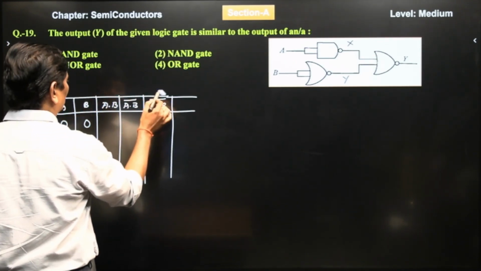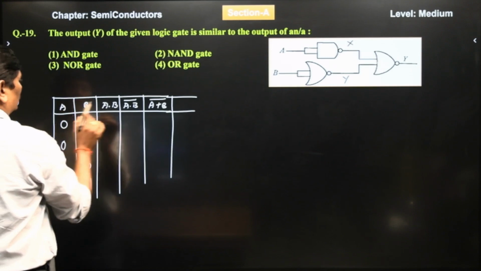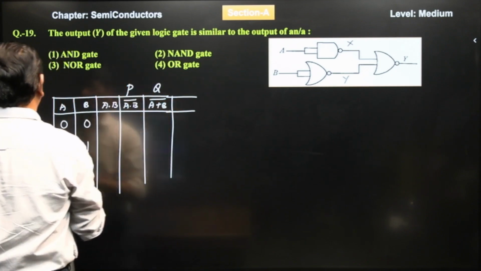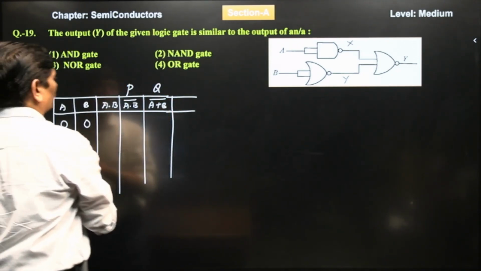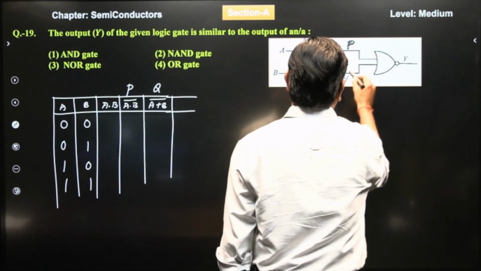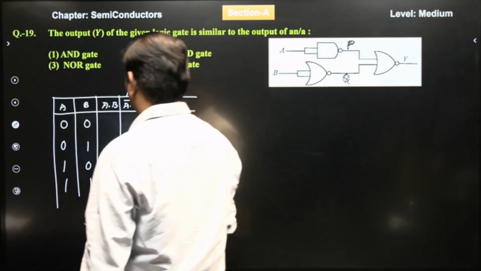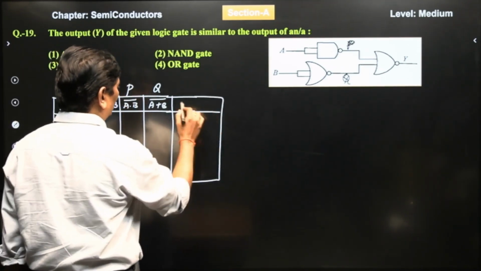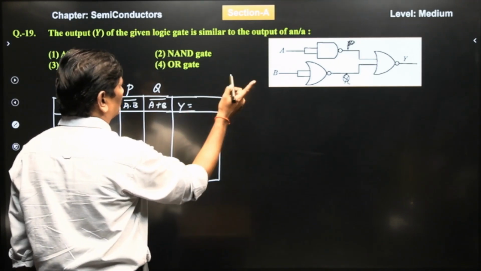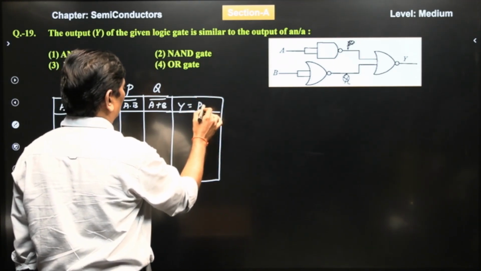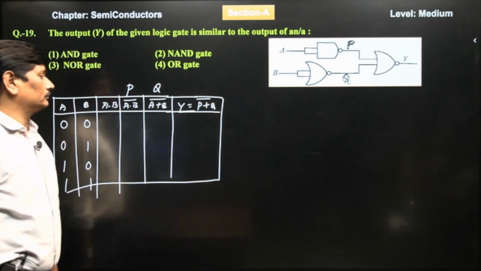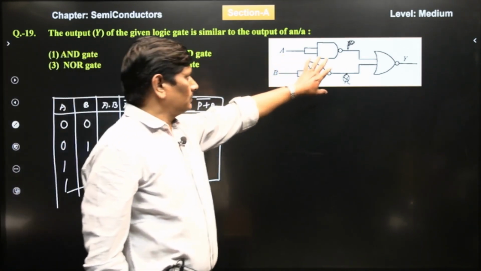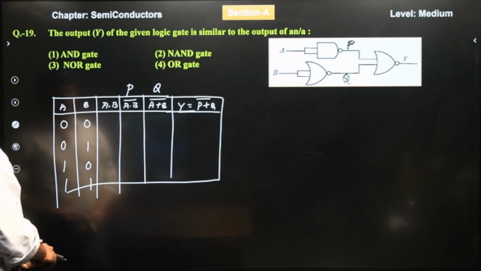Instead of x and y, say it is P and Q. This is P and this is Q. Now what about that final result y? Y is equal to, that is a NOR gate, that means P or Q inversion. So whatever the gate given, for that you draw a truth table with the input values A and B.